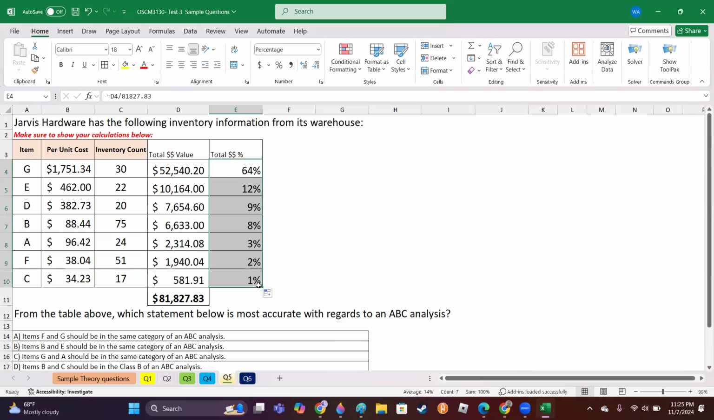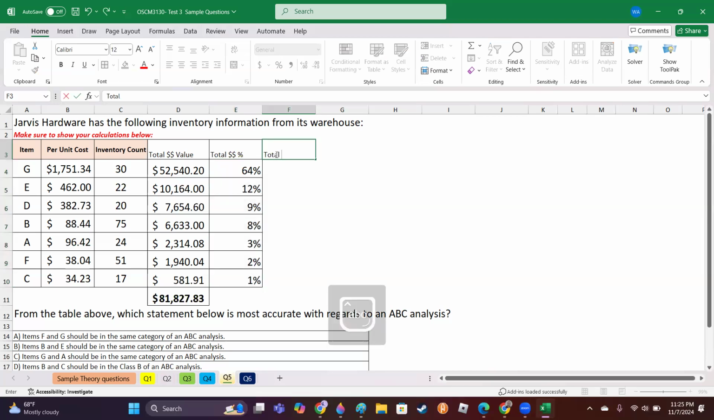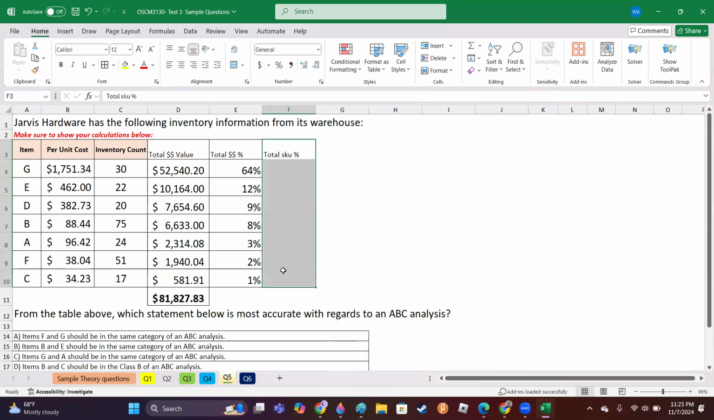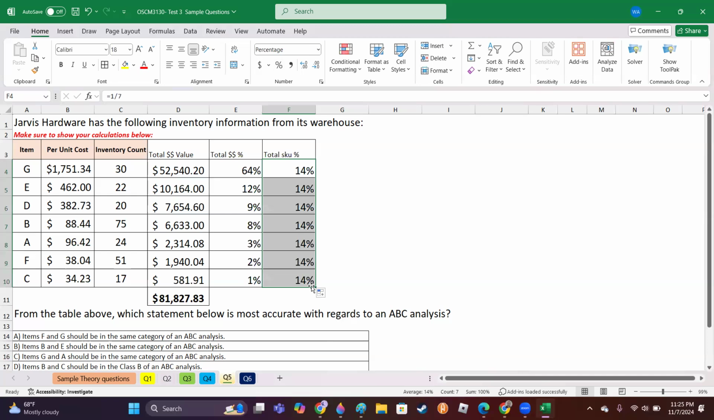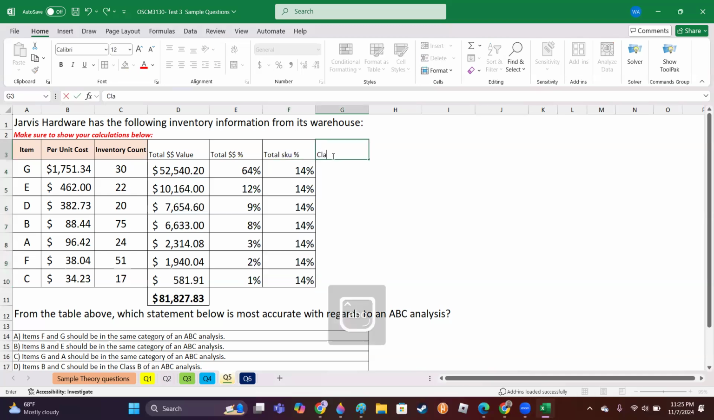Okay. And the next thing that I need to know is what's my total SKU percentage. So I have here a total of, these are 7 different items. For my total SKUs here, I'm going to just have every line item be 1 divided by 7 because we have a total of 7. And I'm going to change this into a percentage. Okay. So now I can put my classes.